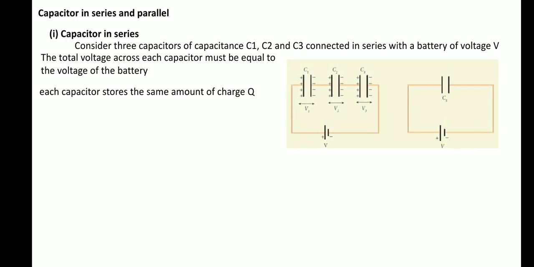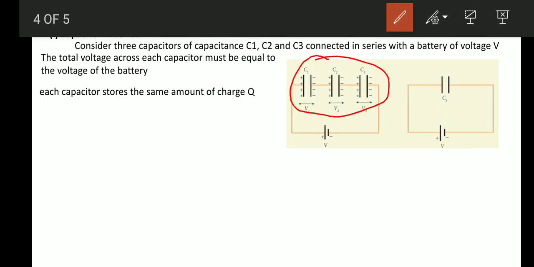Look at the diagram. These three capacitors C1, C2, C3 are connected to a potential V, and each plate carries positive or negative charge. The potential across the first capacitor is V1, across the next capacitor is V2, and across the third capacitor is V3. The potentials across each capacitor are different, but the sum of the potential differences across each capacitor will be equal to the applied voltage. But the charge on each capacitor will be the same. That we need to remember.